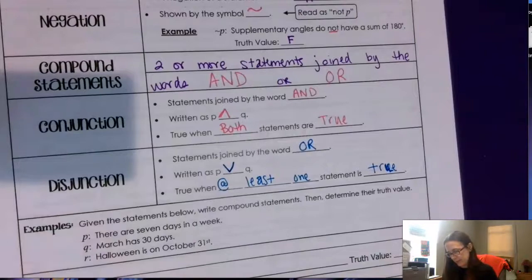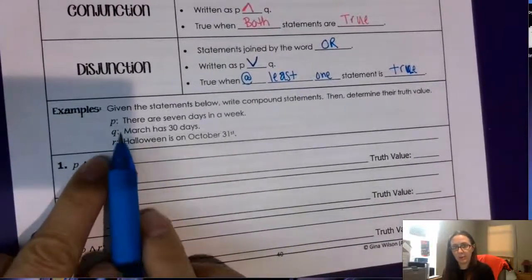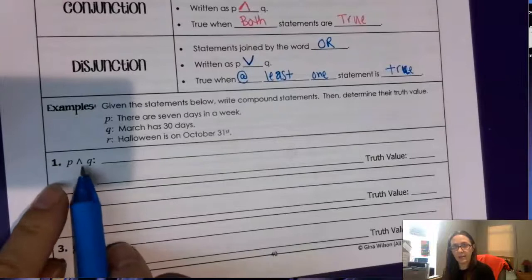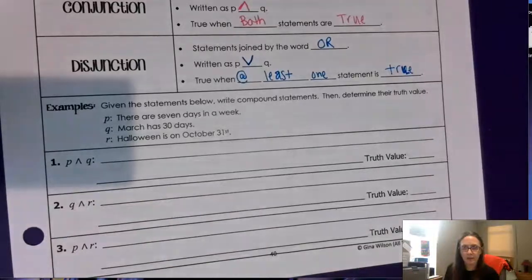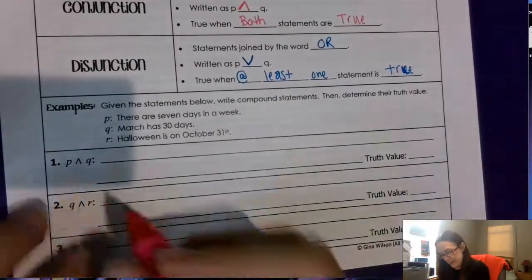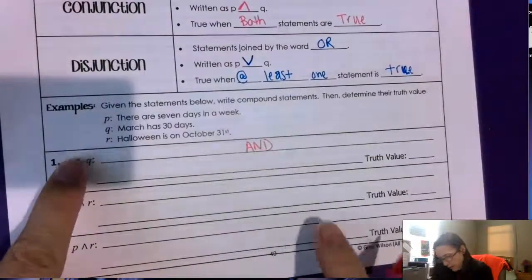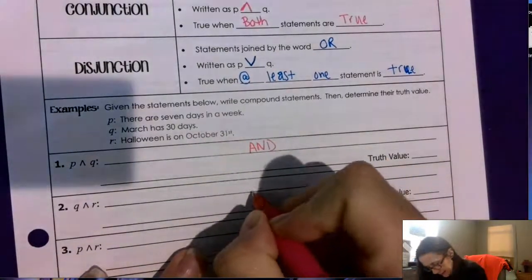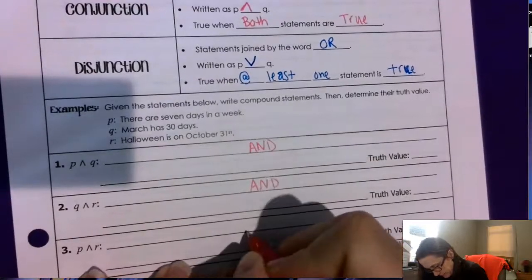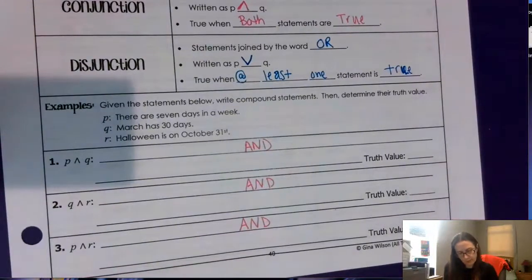Okay, so here are some examples. Given the statements below, write a compound statement, then determine their truth value. I have statements P, Q, and R up here. What does that symbol mean? I'm going to write that in the middle. I'm going to abbreviate a lot too. I don't need you to write full and complete sentences. This right here means and. All three of these are upside down carets. All three of these are and statements. I'm going to write and on all of them.